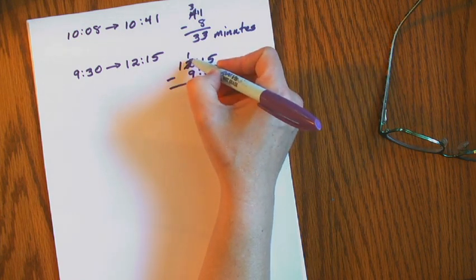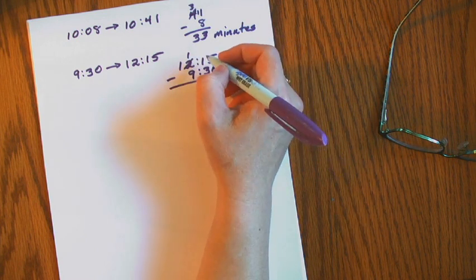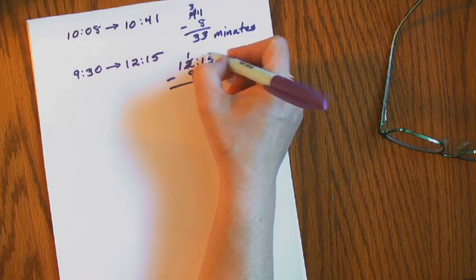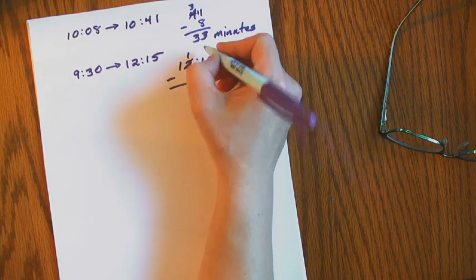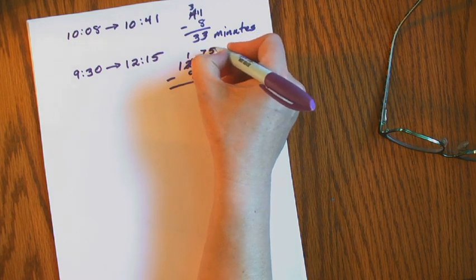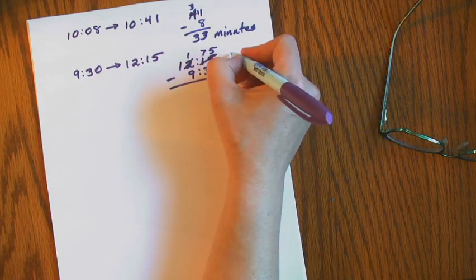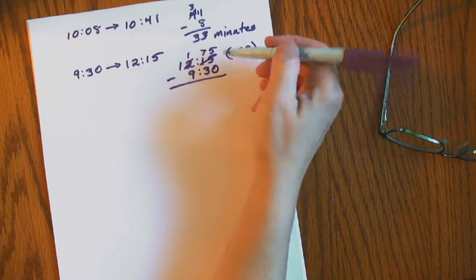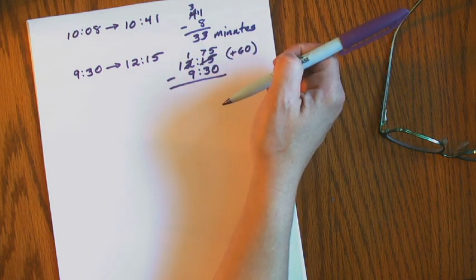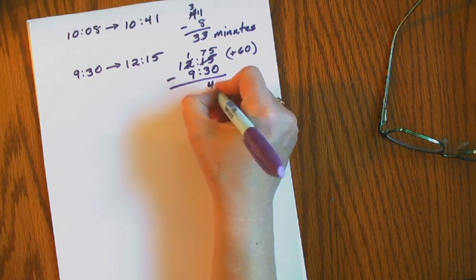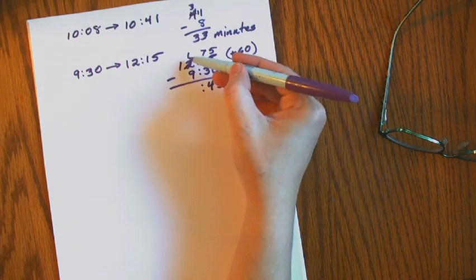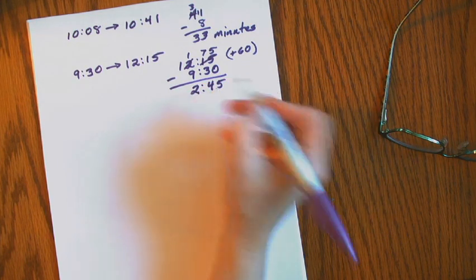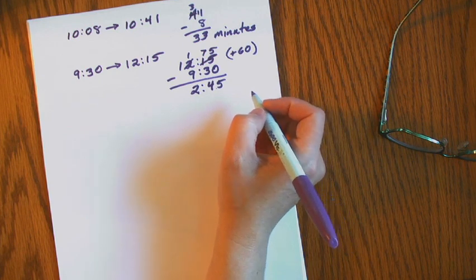So if I've borrowed 1 hour here, what I've actually borrowed is 60 minutes. And if I take that 60 minutes and I put it with this 15 minutes that I already have, that means I have 75 minutes here now, because I had to add 60 when I borrowed. So now I'm taking 75 minutes minus 30 minutes. I can do that. That's 45 minutes. And over here I'm taking 11 hours minus 9 hours, that's 2. So it took me 2 hours and 45 minutes to make that drive.